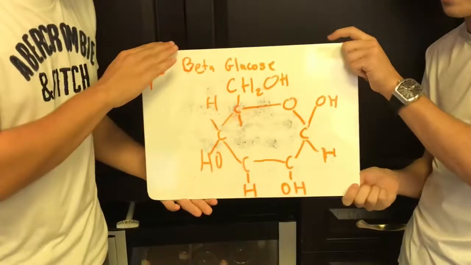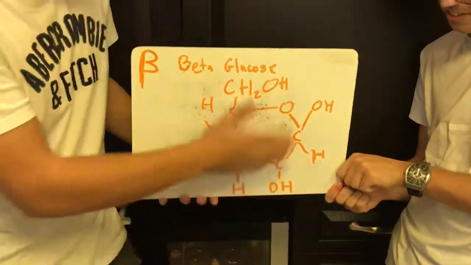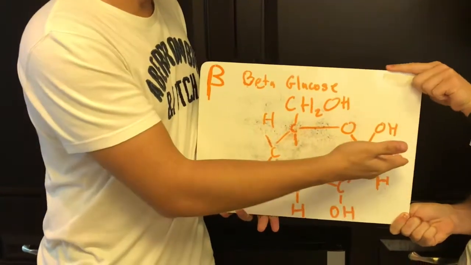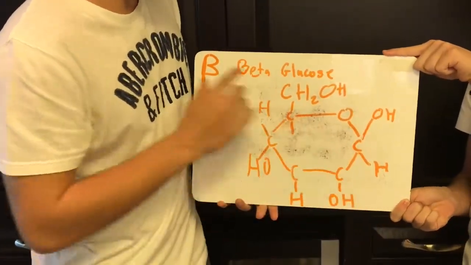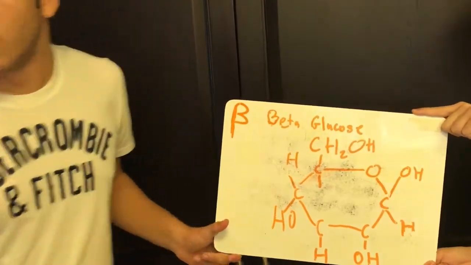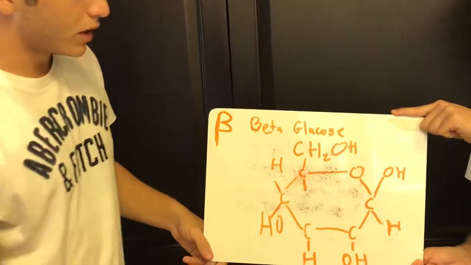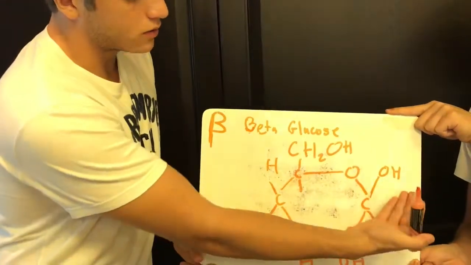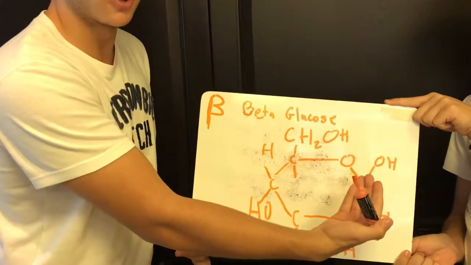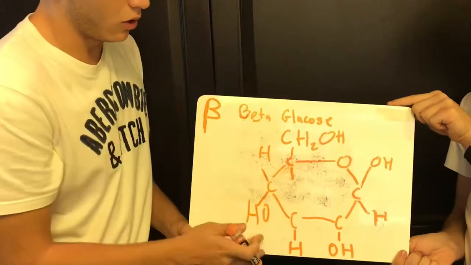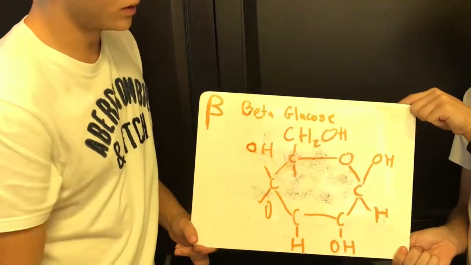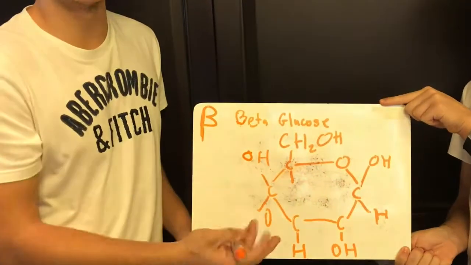Now in beta glucose, you can see the distinct difference is the OH. Rather than being on the bottom, as in alpha glucose, the OH is on the top. There is a different type of beta glucose as well: beta galactose. In it, the OH on the fourth carbon atom mirrors the first carbon atom. Rather than the OH being here, it'll be up here. And that is beta galactose.